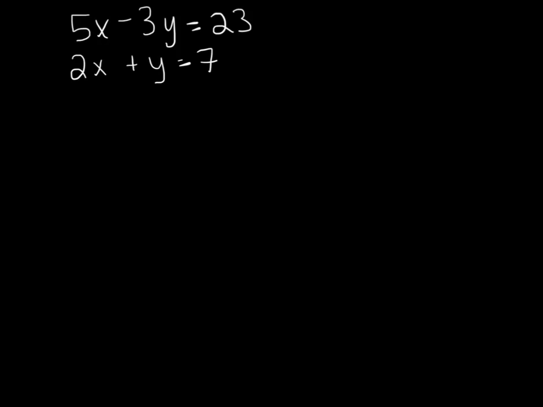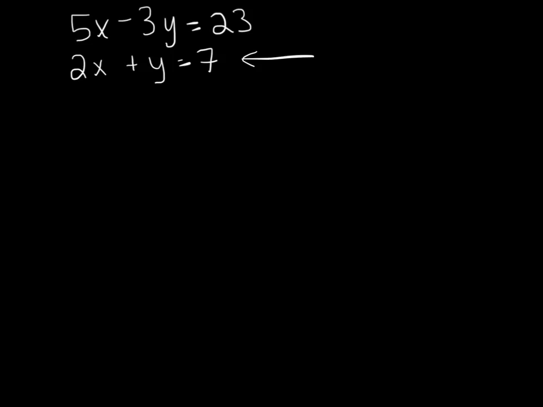So we have the problem 5x minus 3y equals 23 and 2x plus y equals 7. This is a system of equations. And so the first step is to solve one equation for one of the variables. So I look at both of my equations and I look for one that makes it easier to solve for a variable. I notice that the y is alone. That's beautiful. So I'm going to take that equation, this one right here, and solve for y.